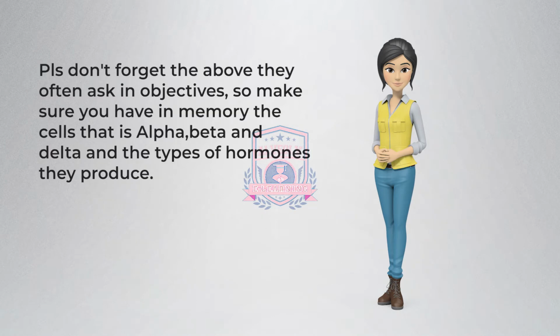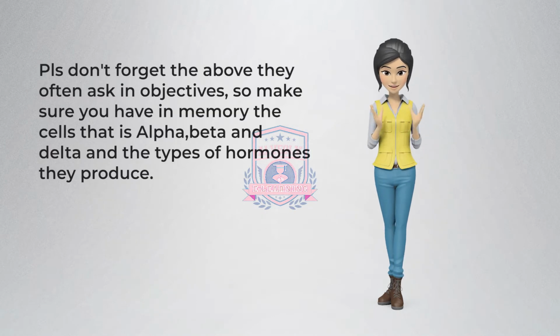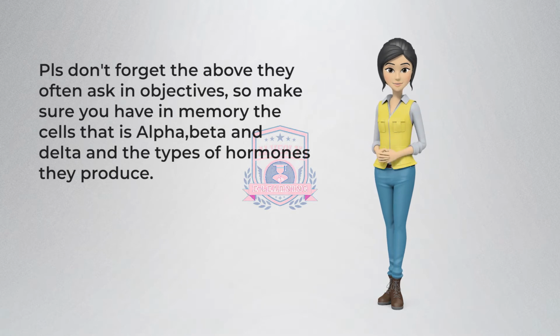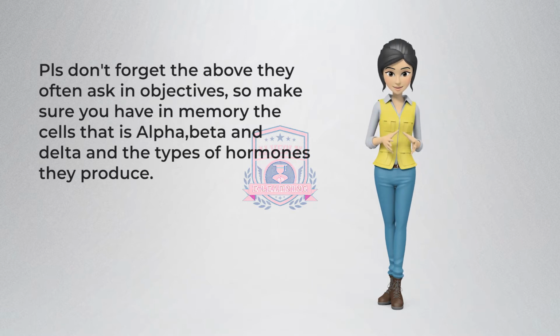Please don't forget the above. They often ask in objectives. So make sure you have in memory the cells, that is alpha, beta and delta, and the types of hormones they produce.